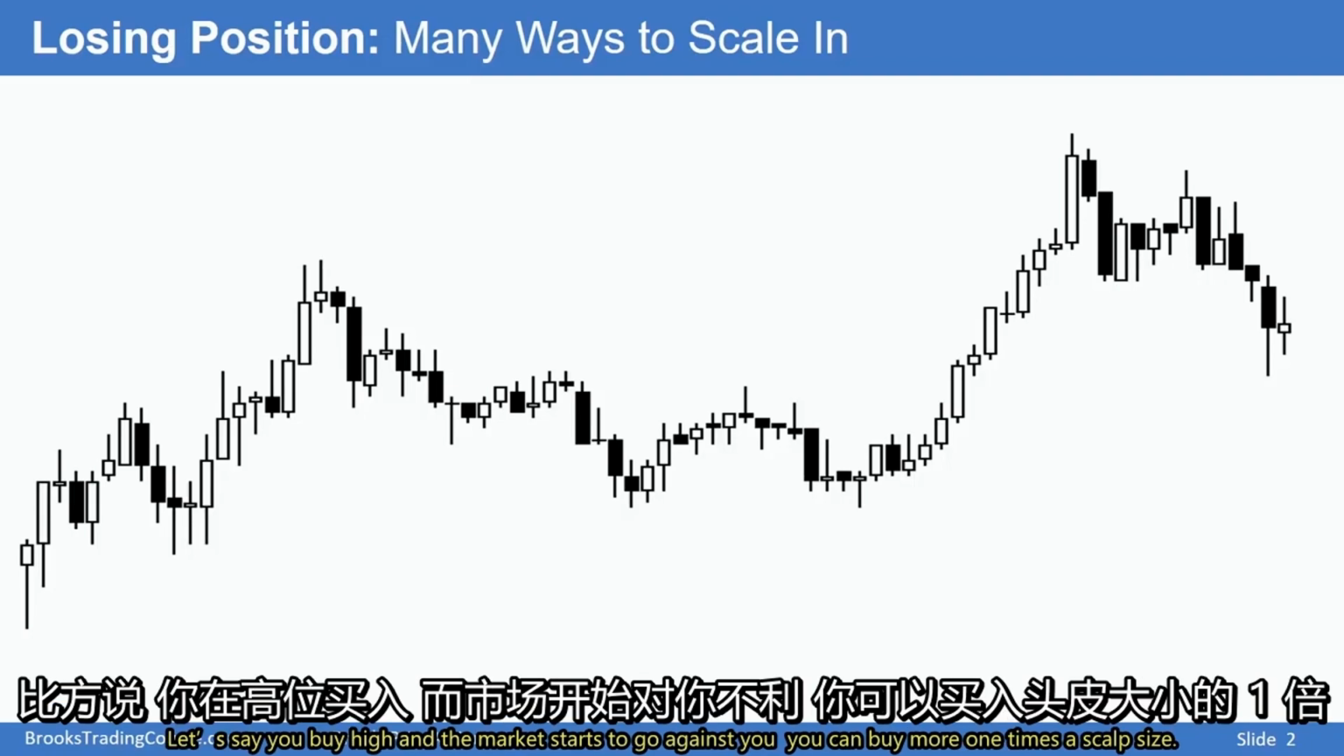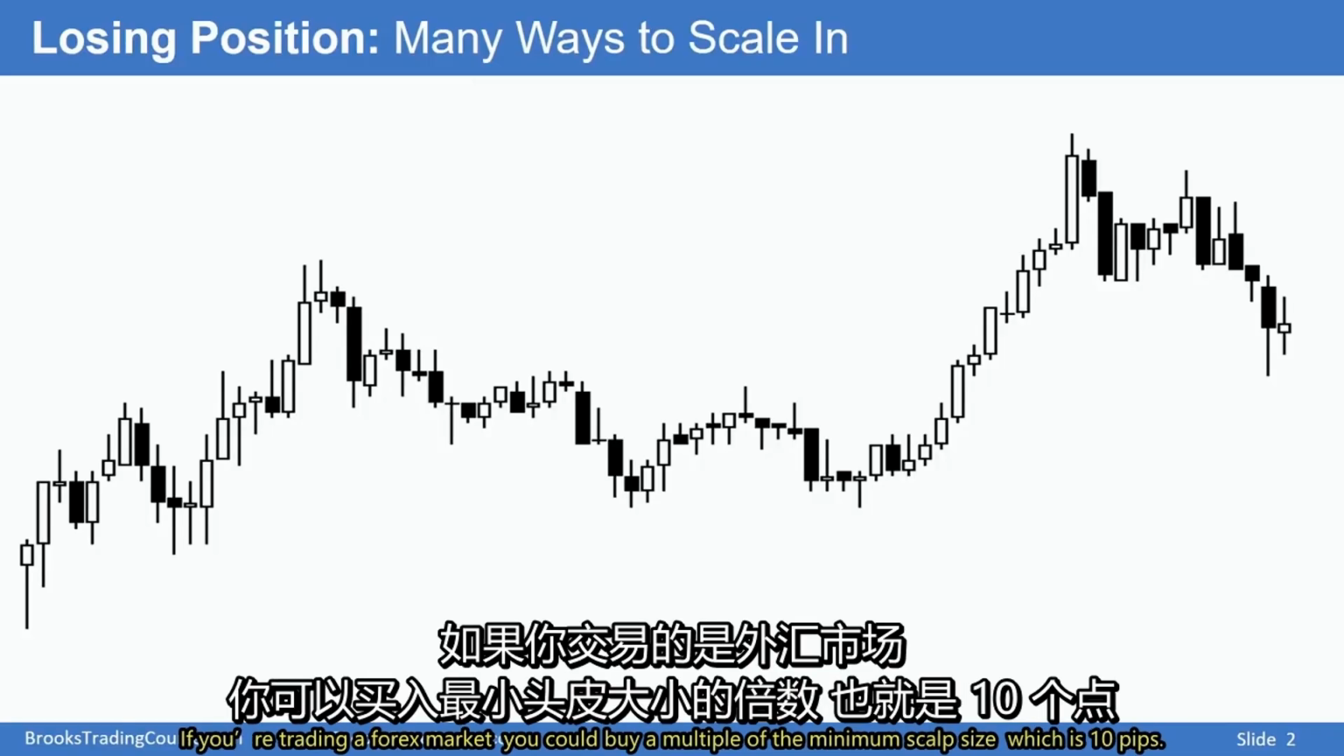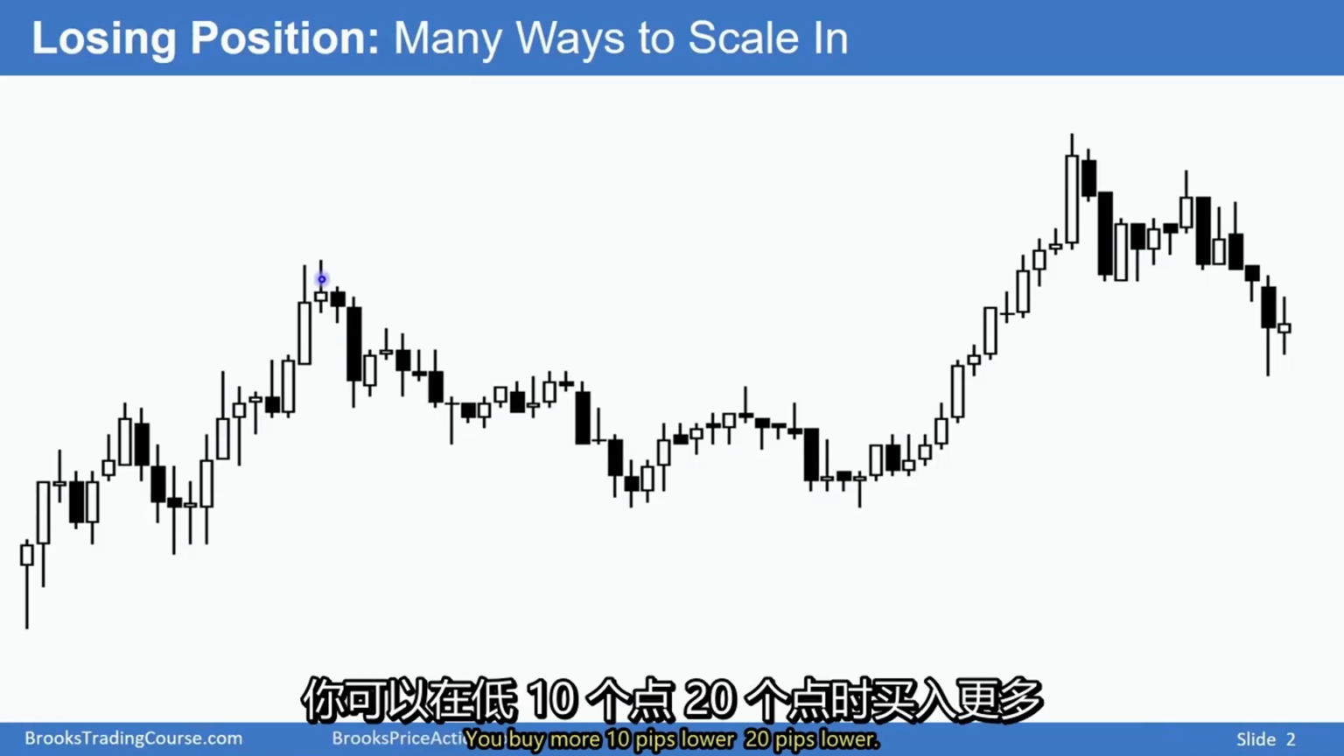Let's say you buy high and the market starts to go against you, you can buy more 1 times a scalp size. In other words, 1 point down, 2 points down, 3 points down. If you're trading a Forex market, you could buy a multiple of the minimum scalp size there, which is 10 pips. You buy more, 10 pips lower, 20 pips lower.